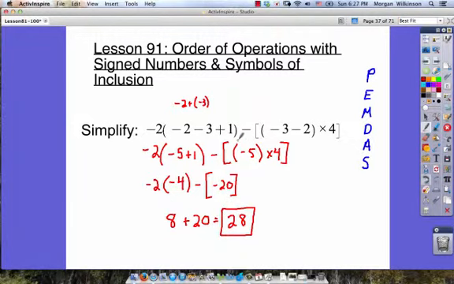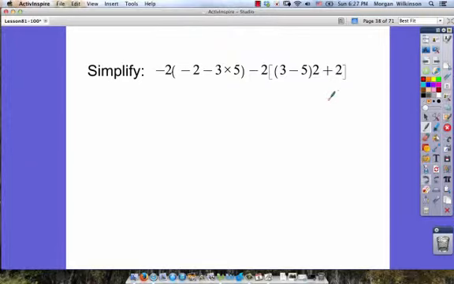Whenever we have a problem like this, we need to make sure we do everything within parentheses, brackets, and braces first, then exponents, then multiply and divide, and finally add and subtract. Let's look at our next problem. Similar looking problem, and let's go ahead and solve it.